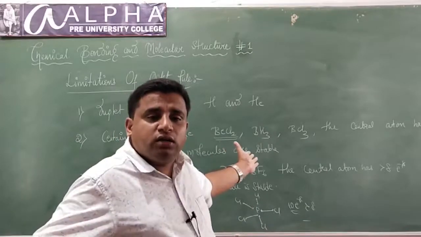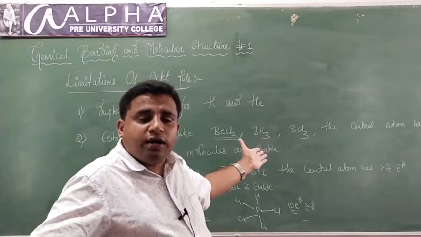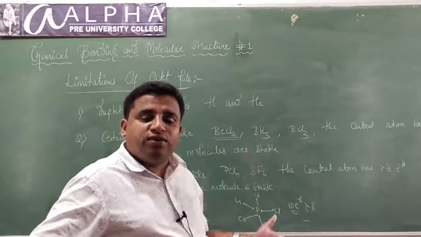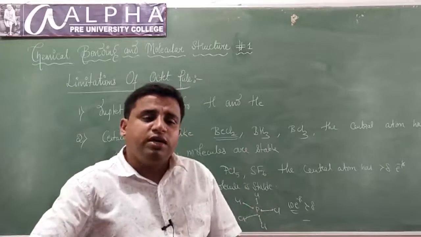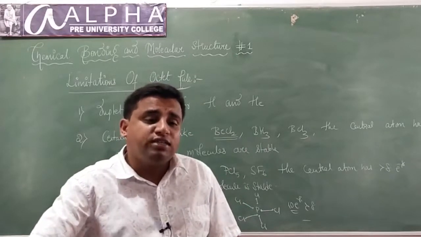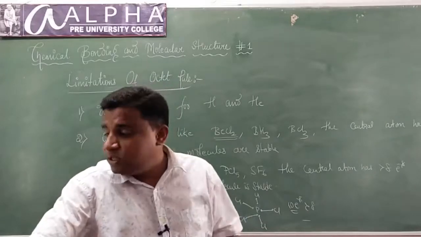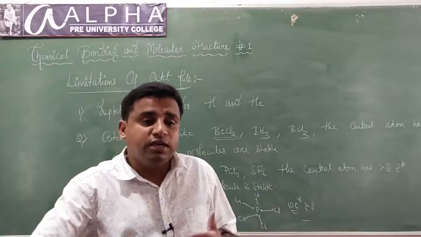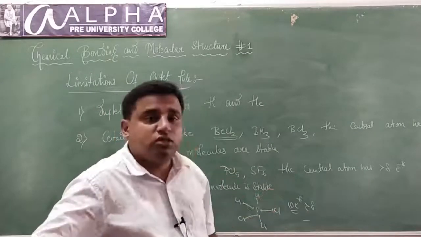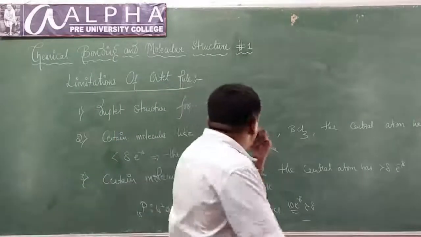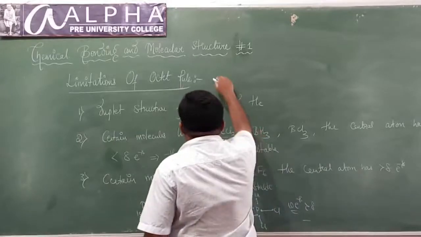Beryllium chloride, boron trichloride, phosphorus pentachloride, sulfur hexafluoride, all these molecules are stable. Even though they don't have 8 electrons in their valency shell, they have more than 8 electrons or less than 8 electrons, still the molecules are stable. So these are a few exceptions to the octet rule.